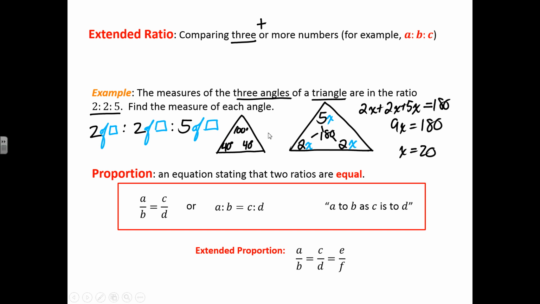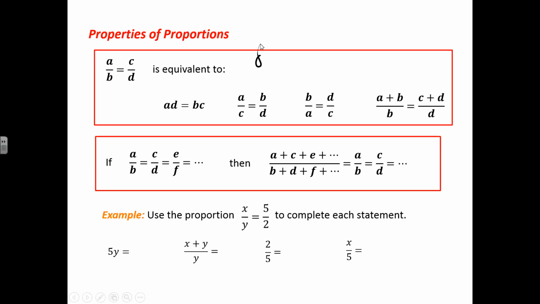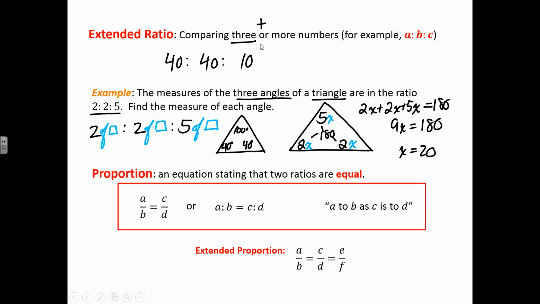What's really nice about these is when you have an answer, you can always reduce it. So I'm going to take 40, 40, and 100. I know it all adds up to 180, but I'm correct. I'm going to reduce everything by 20. And I get a 2 to 5 ratio.